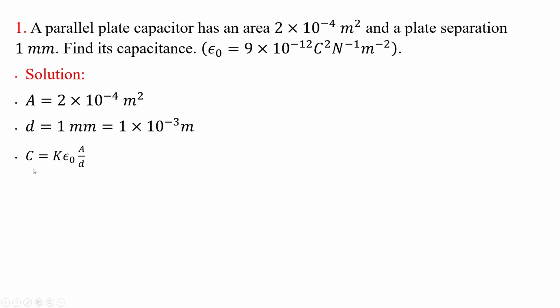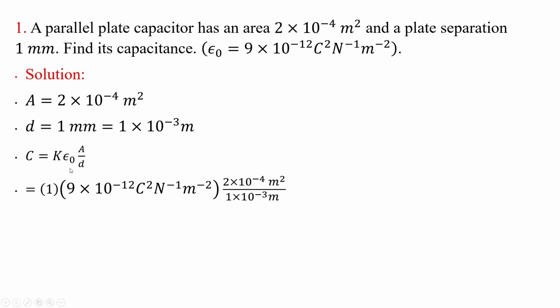So we know the capacitance of a capacitor having area and separation distance is given by this formula. We know that K for the dielectric medium is 1. Put the values in the equation, and we get the final value to be 18 into 10 raised to power minus 3 farad, or 1.8 picofarad. Picofarad means 1.8 into 10 raised to power minus 12.